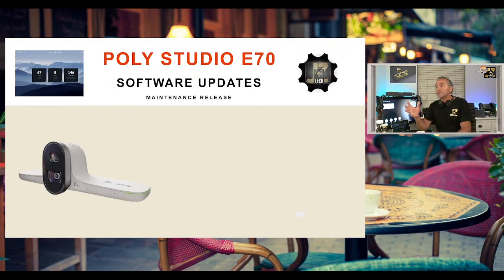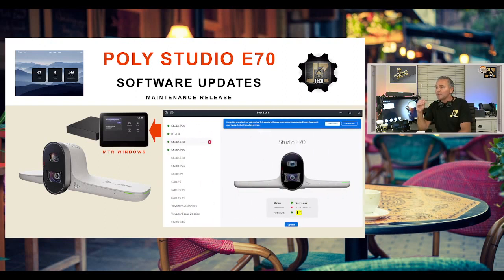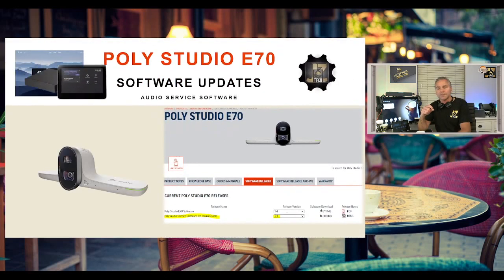Now, what is also important, if you have, for example, a Teams room system, an MTR Windows, how do you update the E70? You need to install the Lens application. From the Windows, you go to the administration interface, and you can install the Lens app there. If you then have the camera connected, it should automatically detect the camera, and you can find that 1.4 release. You click on update and you're able to push that out. Very important, just to make sure. 1.4 is a sort of maintenance release, so I would recommend to upgrade to that latest version.